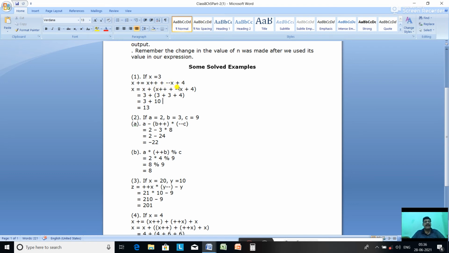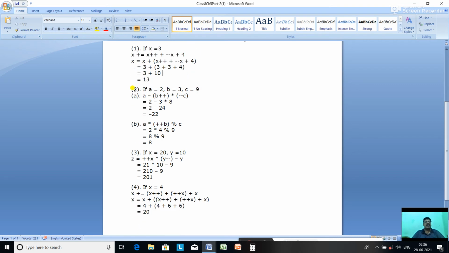So plus minus minus x is prefix. And x value is 4. So minus minus 4, it will be 3. Minus minus 4 prefix. So it will be first change then use. So minus minus 4 will become 3. Okay. And plus 4. So 3 plus 3, 6 plus 4, 10. 10 plus 3, 13.